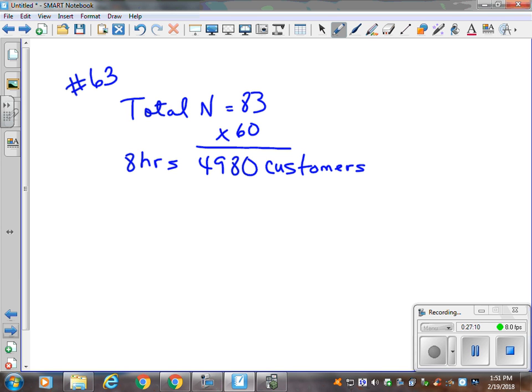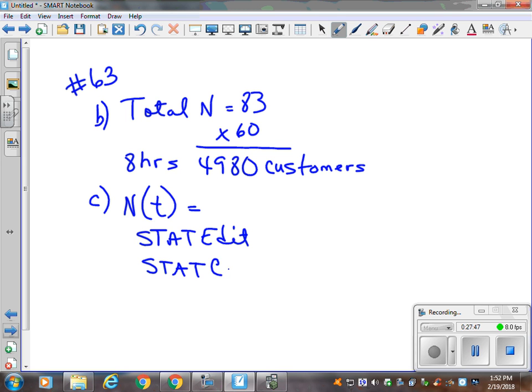All right, now let's look at part C. It says use the regression capabilities of your graphing utility to find the model of the form N(t) equals, and you'll notice the highest power in that is cubed. So this was part B, so now in part C, you're going to try to find your formula by using StatEdit and StatCalc. You're going to do StatEdit and type in the information, and then you're going to do StatCalc to find a cubic equation.